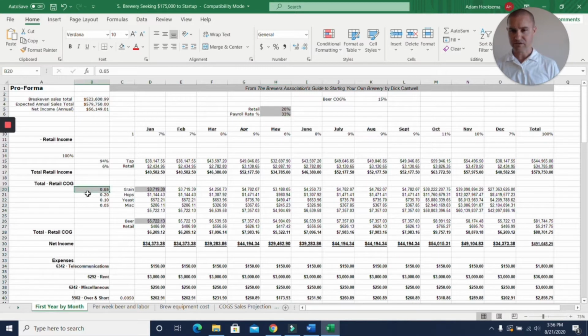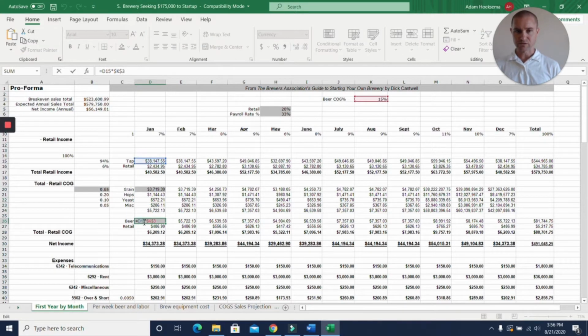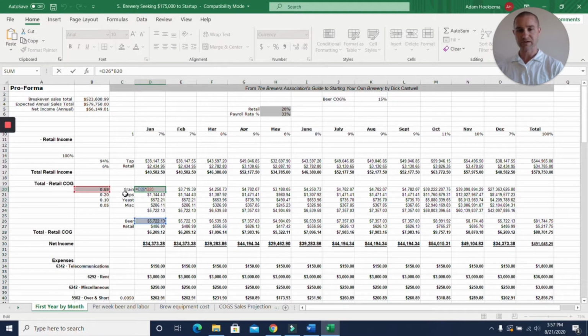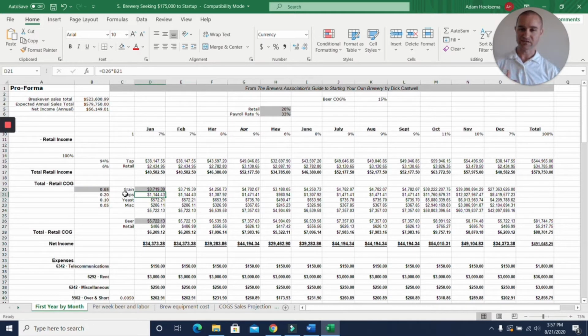There's also here in the cost of goods sold, I think I have a feel for what's going on. You've got your beer total cost of goods sold, which is a function of that 15% times the taproom sales, and then they're saying here that grain represents 65% of the total cost of goods sold. So it's taking total cost of goods sold times 65% or 0.65 to come up with that. That makes sense, but again, it's not super clear what is going on in the model and whether I should change these numbers or not.